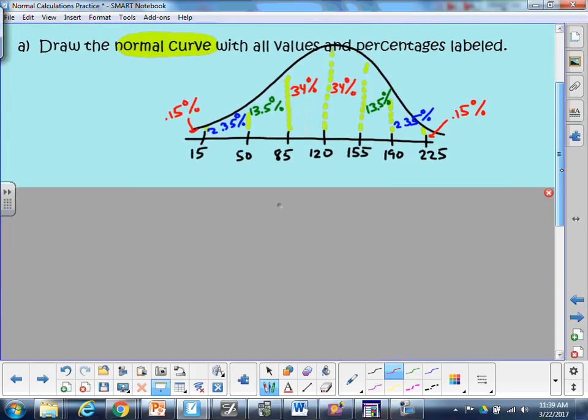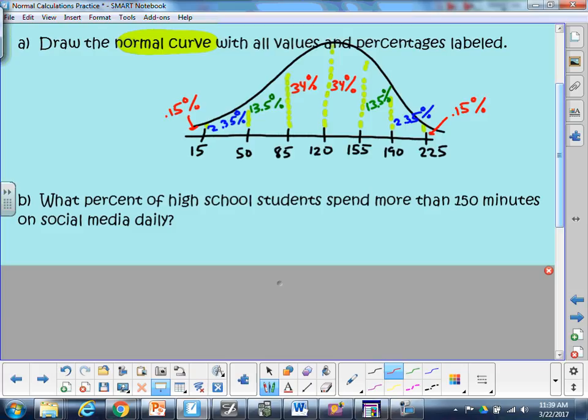All right, question A: what percent of high school students spend more than 150 minutes on social media? Looking at our picture here, since 150 is not one of the numbers, I can see 150 would be somewhere in that area. I cannot simply add percentages, but even if this question was about one of those values, the calculator is still going to be much faster. So for this problem, we're thinking about 150 minutes and up. Let me see if I can draw this in here without destroying it. It's basically going to be all that area, and we want to add that all together.